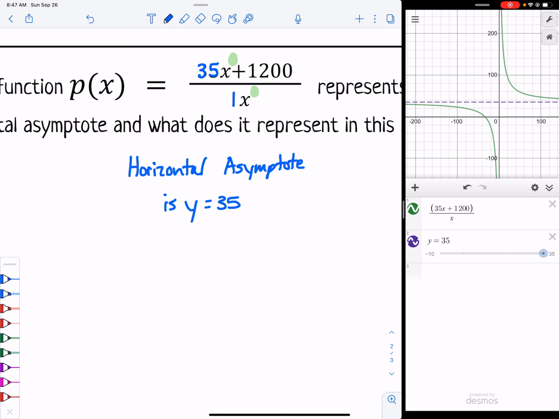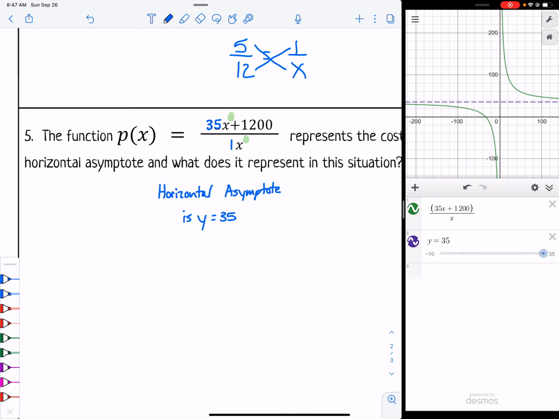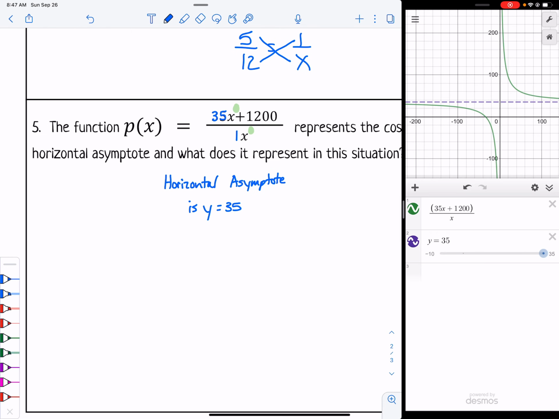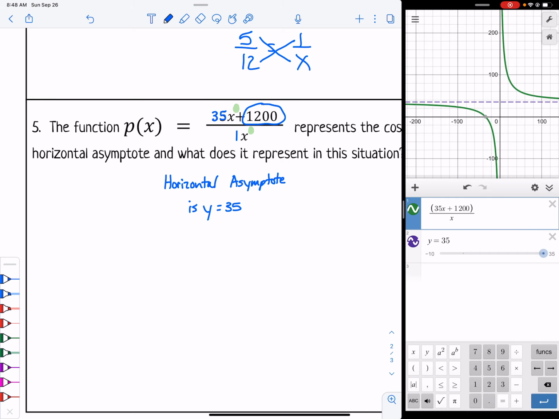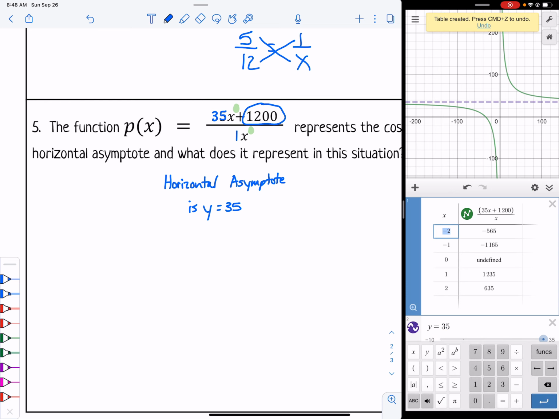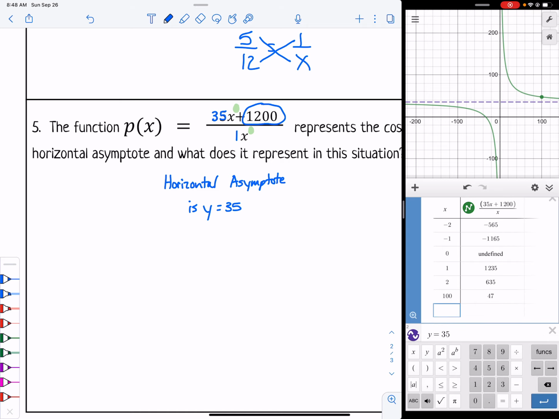But then they've asked us, what does it represent in this situation? What it represents is the $1,200 that may be the cost of like the venue for prom gets divided among all the people that are invited. So as you invite more and more people to prom, that $1,200 gets dispersed over the people. If you look at the table of values for this function and you type in like 100 people are coming to prom, notice the cost is $47. But it goes down the more people you can invite to prom.